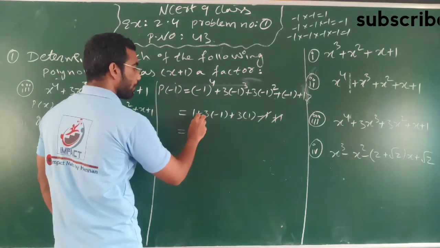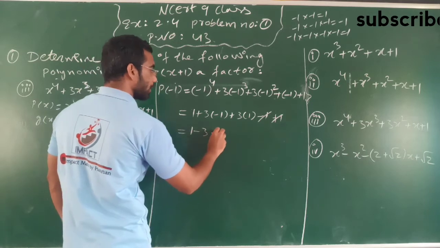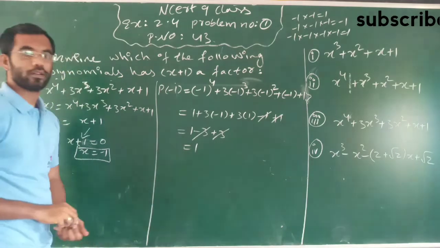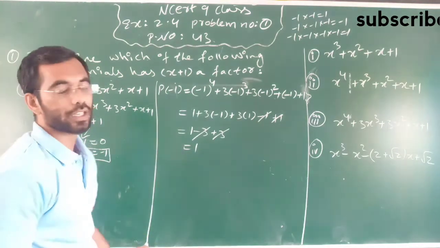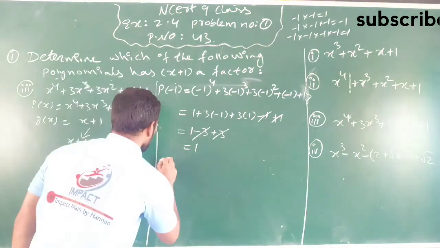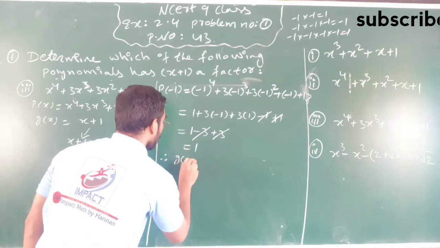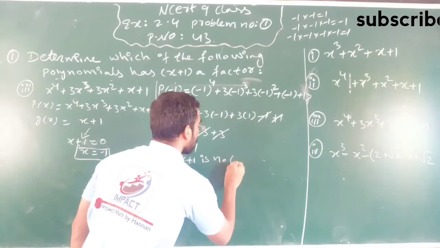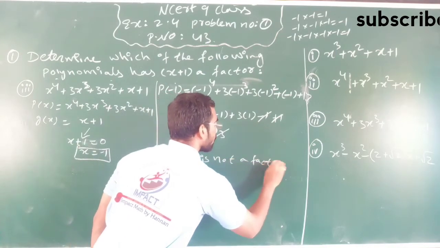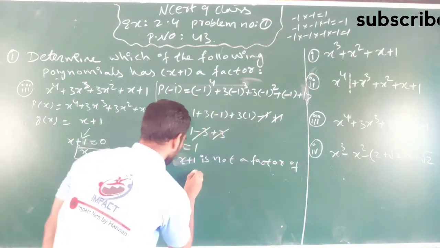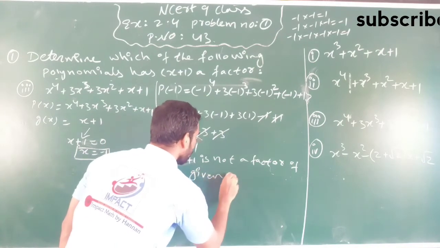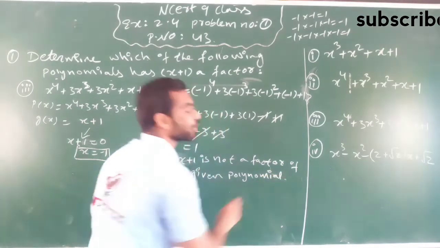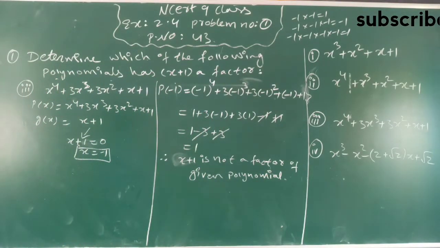Now 1 plus minus 3 plus 3. Now plus 3 minus 3 get cancelled. What remains? 1. Now tell me whether it is a factor of the given polynomial? No. Therefore, g of x, x plus 1, is not a factor of the given polynomial. X plus 1 is not a factor of the given polynomial.